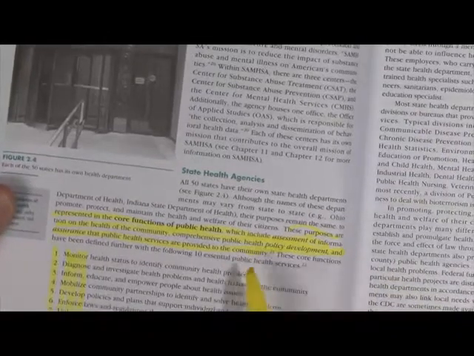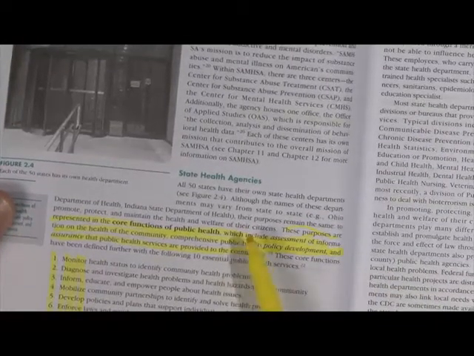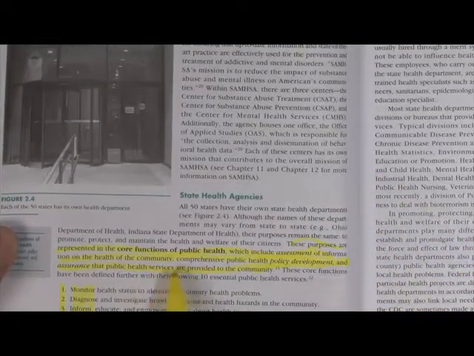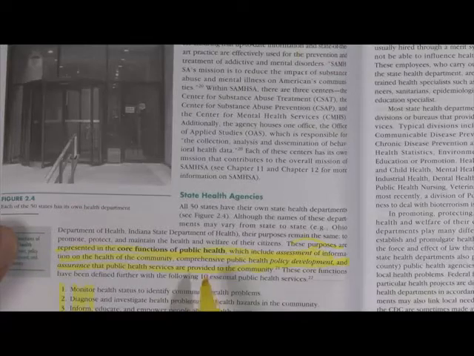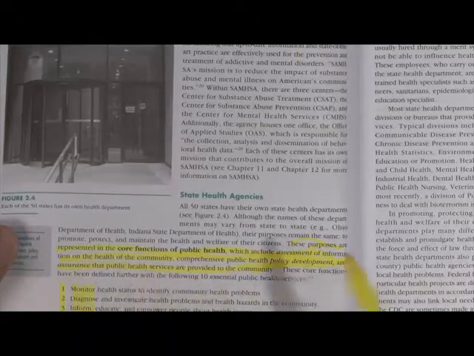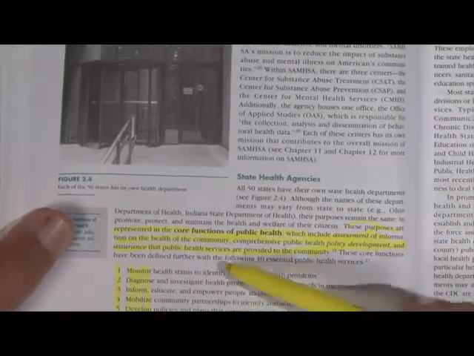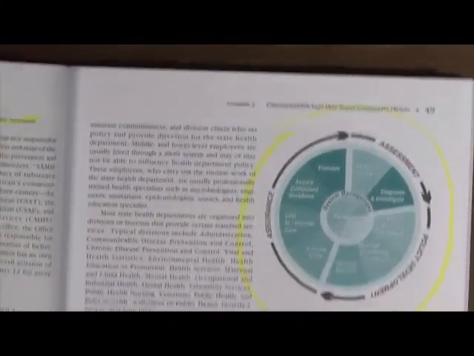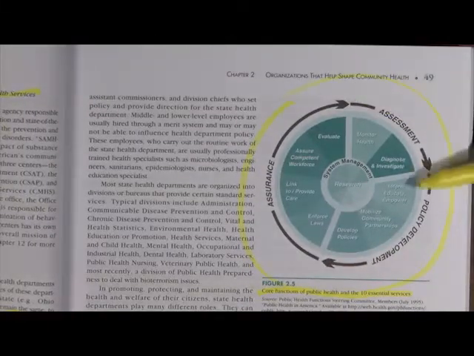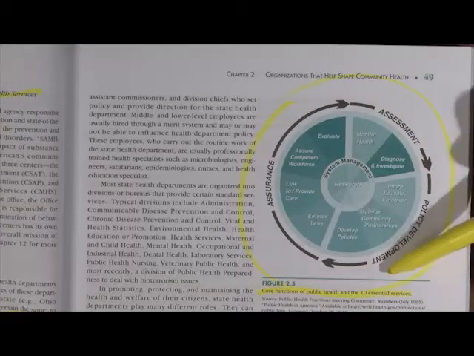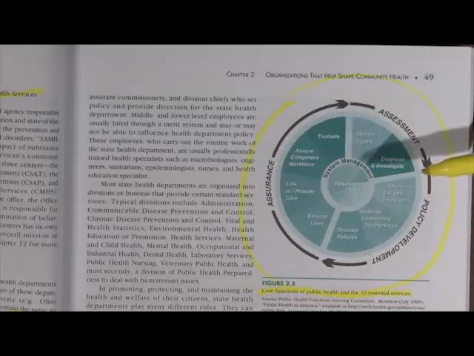Now, on the bottom of 48, when we start talking about state health agencies, we're talking there about the core functions of public health. These are the three you have to know: assessment, policy development, and assurance. Now, under that, you'll see the 10 essential public health services, and they're listed there on page 48. On the top of page 49, you'll see how these all work together. So you'll see the areas of assessment, policy development, down through assurance.